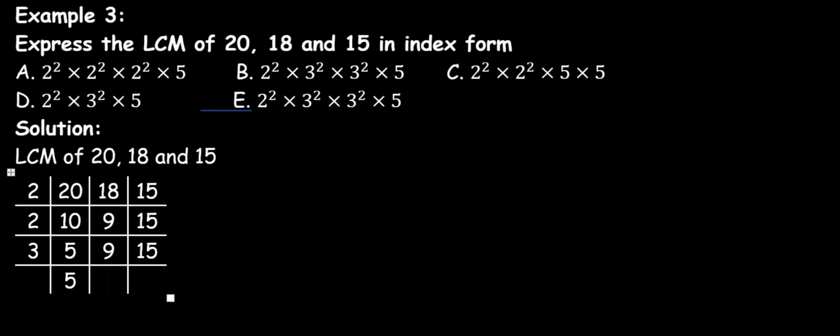3 divide 9, you get 3. 3 divide 15, you get 5. Let's finish up with 3 since there is still 3 there that we can divide. So pick 3 again. 3 divide 5, cannot without remainder, we'll bring it down. 3 divide 3, 1. 3 divide 5, cannot, you bring it down.